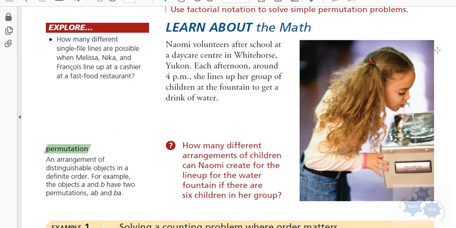Okay, so if we think about this little example that you have in your book there, page 238, it says this: Naomi volunteers after school at a daycare in Whitehorse. Each afternoon around 4 p.m. she lines up her group of children at the fountain to get a drink of water. So the question is, how many different arrangements of children can Naomi create for the lineup for the water fountain if there are 6 children in her group? So this is the question that you're thinking about.